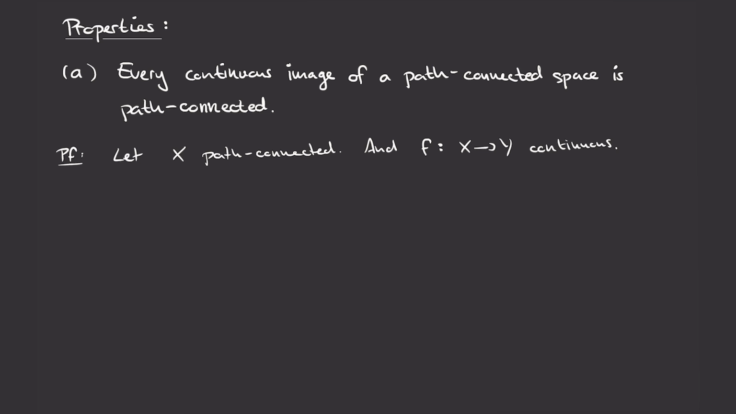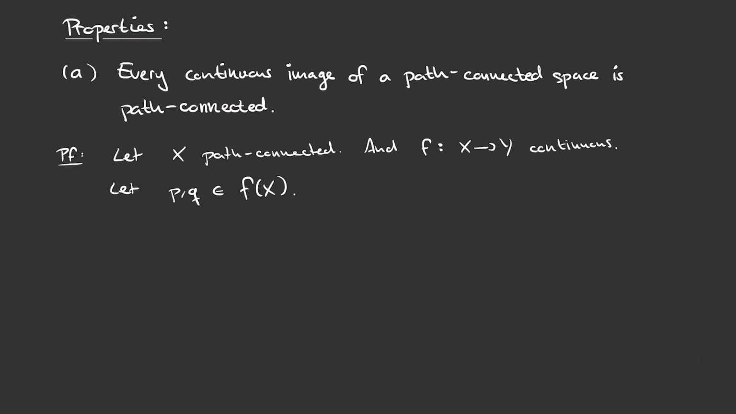Now our goal is to show that the image f of X is path-connected. Remember that being path-connected means that if you choose two arbitrary points in your space, you can always find a path that goes between those points. So we let P and Q be elements of this image f of X. And our task is now to find a path going between P and Q.